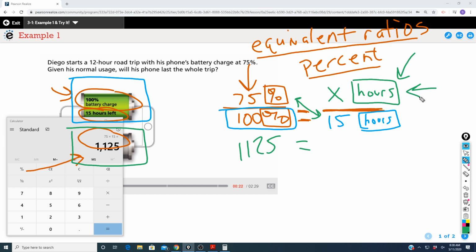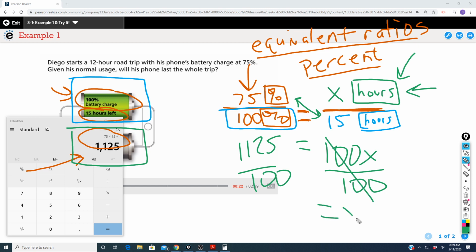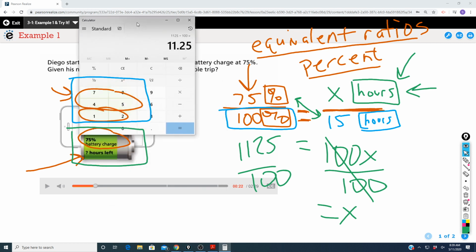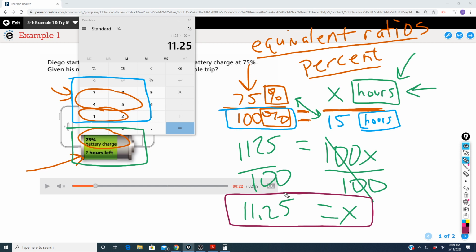So 100 times x is going to be 100x. If I divide by 100 on this, the 100s cancel. The amount of hours that is left, if I take 1125 and divide by 100, is 11.25 hours. A 75% charge, in this specific example, means that I have 11.25 hours left.